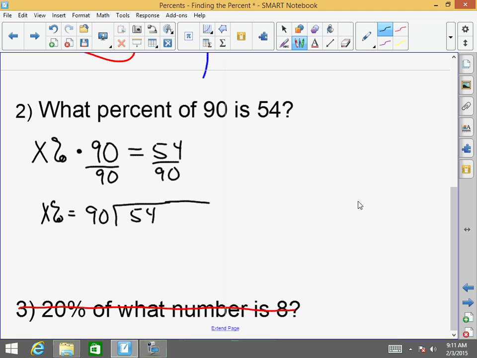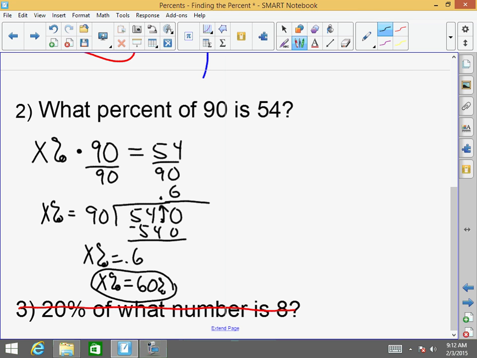X percent equals 90 into 54. So I have a decimal here at the end. Very good, my brother. 90 goes into 540 6 times. So X percent equals 0.6. So I got to turn it to a percent though. X percent equals 60%. Because I go from decimal to percent by moving the decimal 2 places to the right.